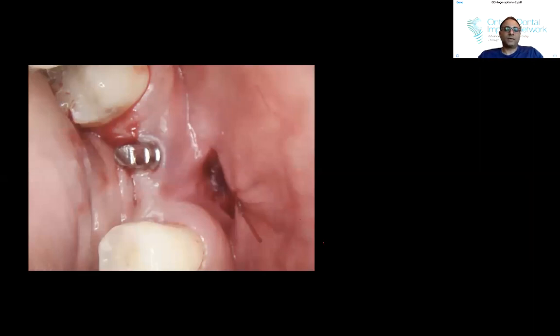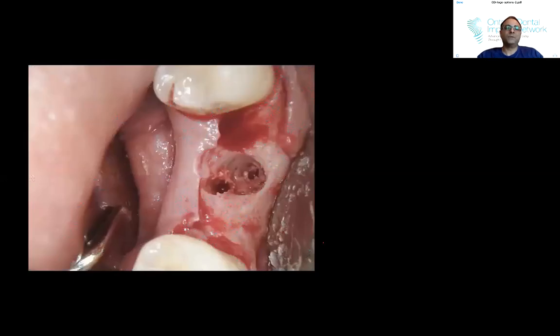This patient was sedated, so I was on a bit of a time crunch. So I did a surgical frenectomy here. And of course, with the frenectomy, you can't go too deep, otherwise you're going to have a fenestration into your flap. So it has to be done very carefully. I removed the implant, again, unwinding the implant.